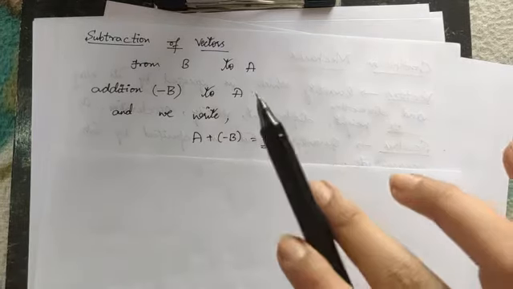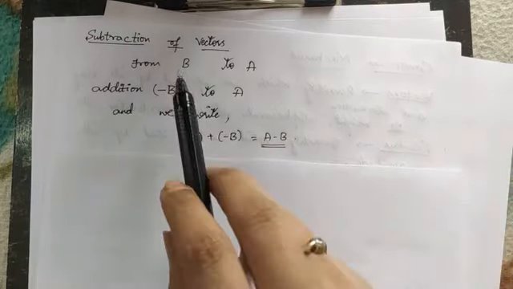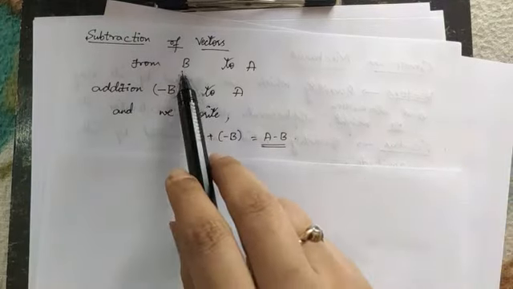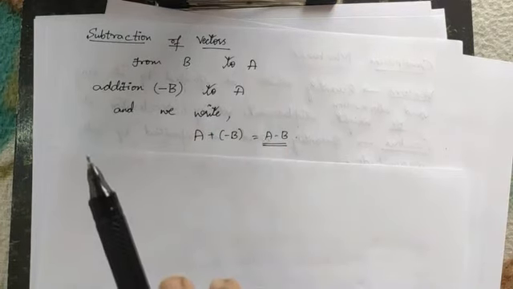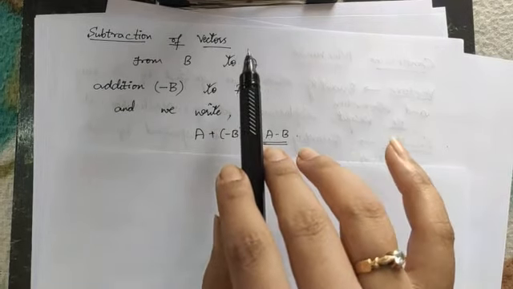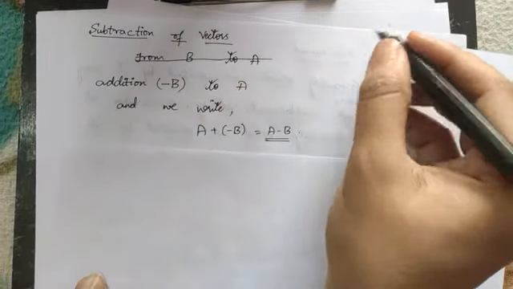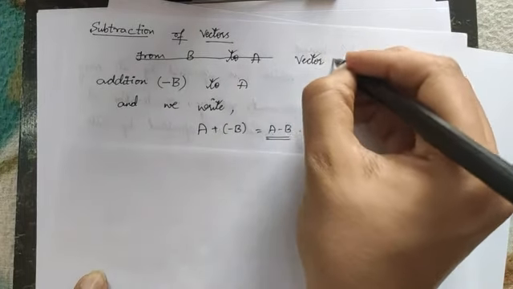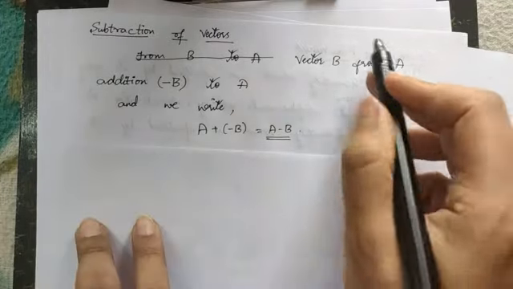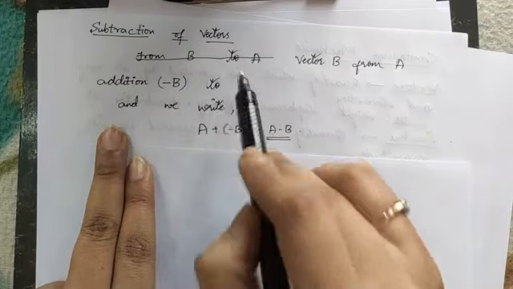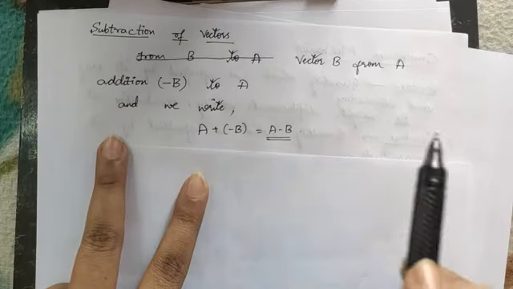The next one is subtraction of vectors. In order to explain subtraction of vectors, the subtraction of a vector b from A is taken to be the addition of minus b to A. That means we are subtracting b from A, so I can express that as addition of minus b to A. Mathematically we can write that as A plus of minus b, that is nothing but A minus b.